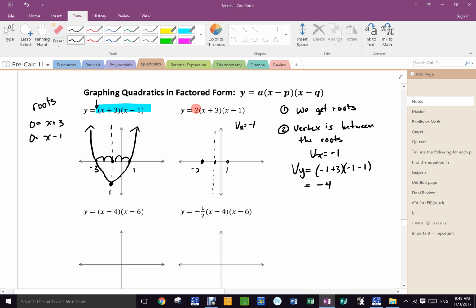In the blue one, it was negative 4. Now, there's an A value, negative 8. Then I draw my parabola. Okay?